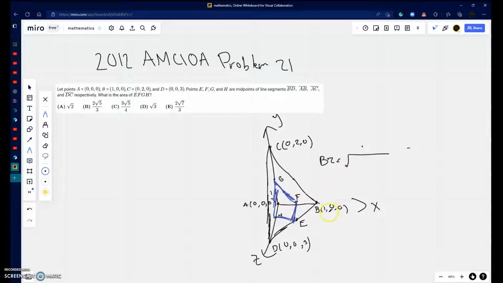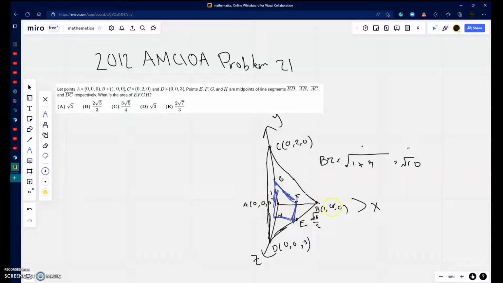And by the distance formula, 1 minus 0 squared is just 1. 0 minus 0, which is 0, squared is 0. And 0 minus 3 is negative 3, which squared is going to give us 9. So BD is root 10. So we want to find the distance EB first, so this distance is root 10 over 2.